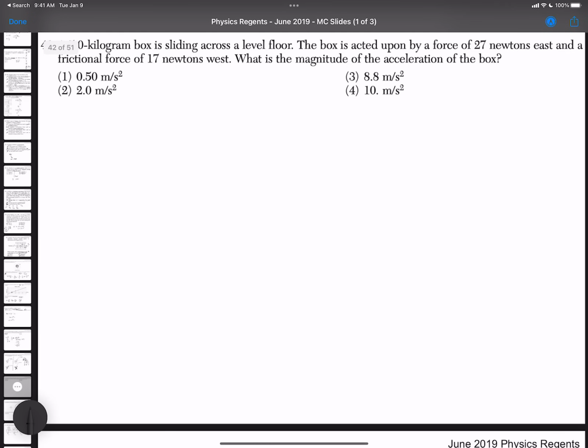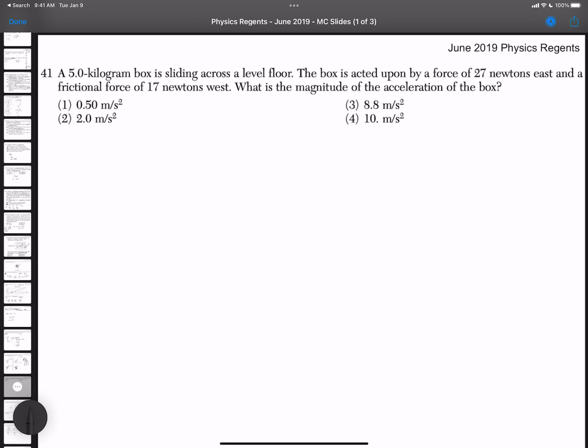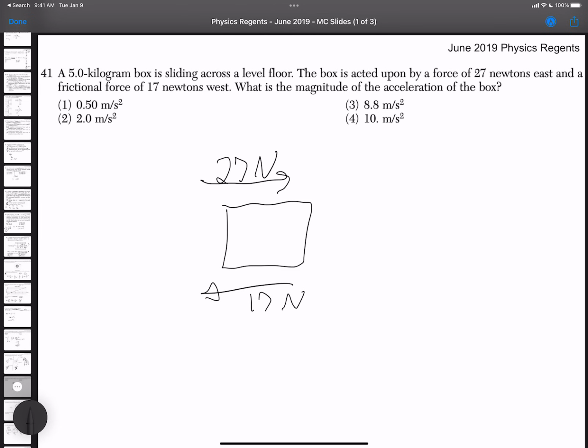All right, question 41. A 5 kilogram box is sliding across a level floor. The box is acted upon by a force of 27 newtons east. So we are applying a force of 27 newtons east and a frictional force of 17 newtons west. They're kind of nice here. They're not even telling you that you have to remember that the frictional force is in the opposite direction of the speed. They're just telling it to you.